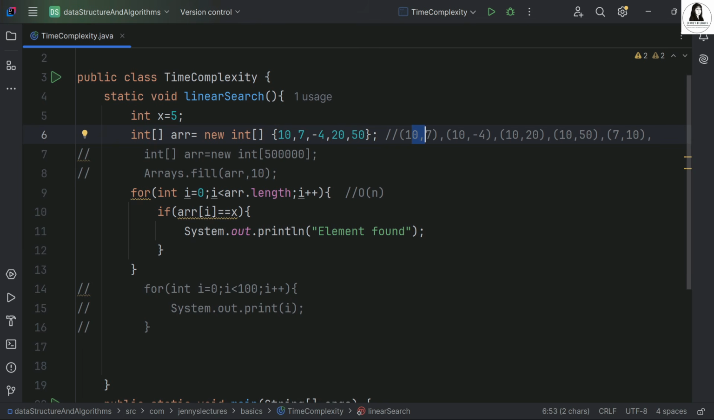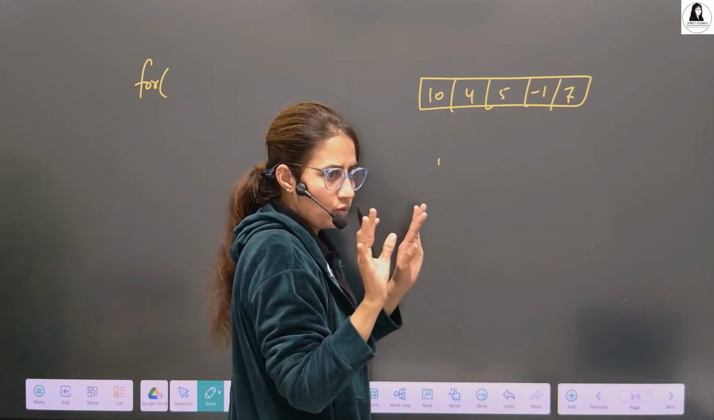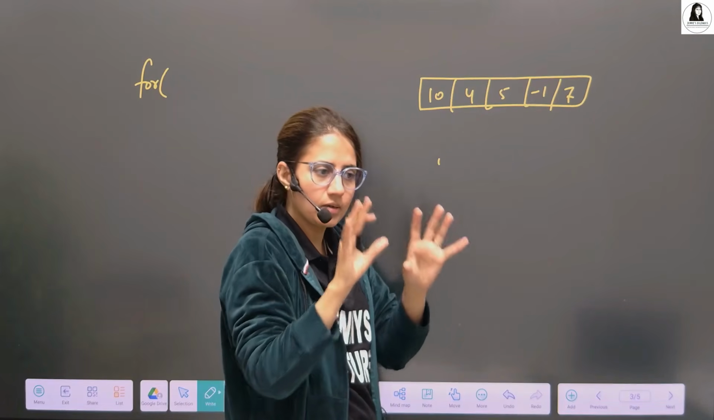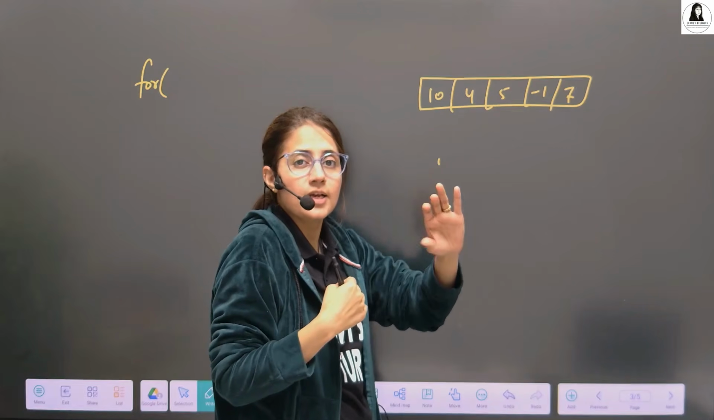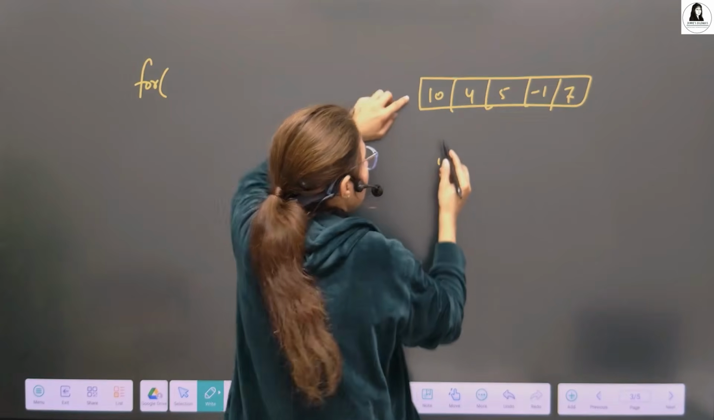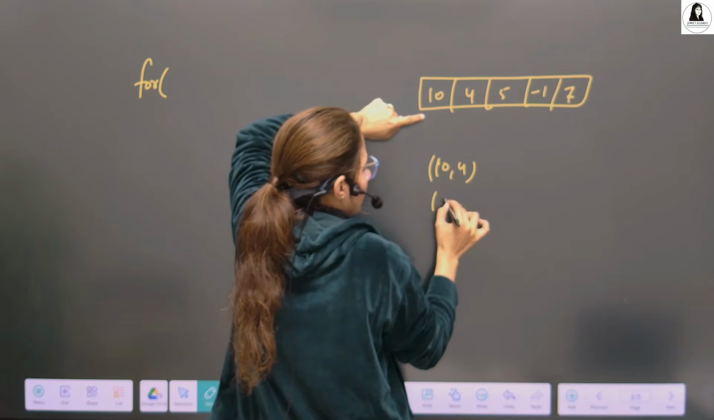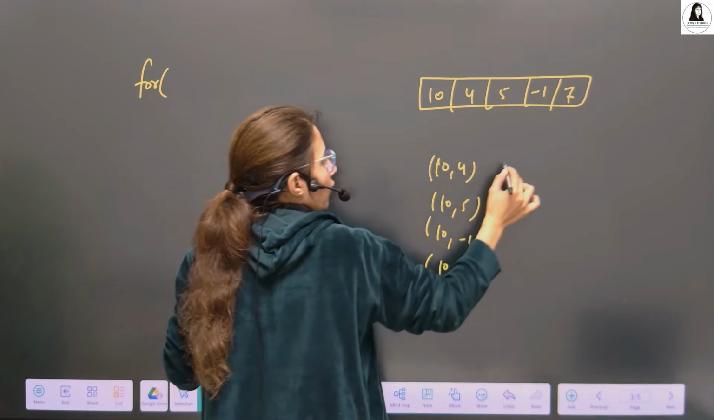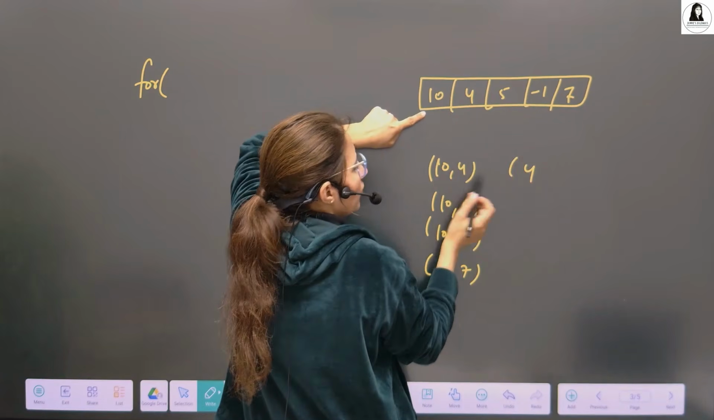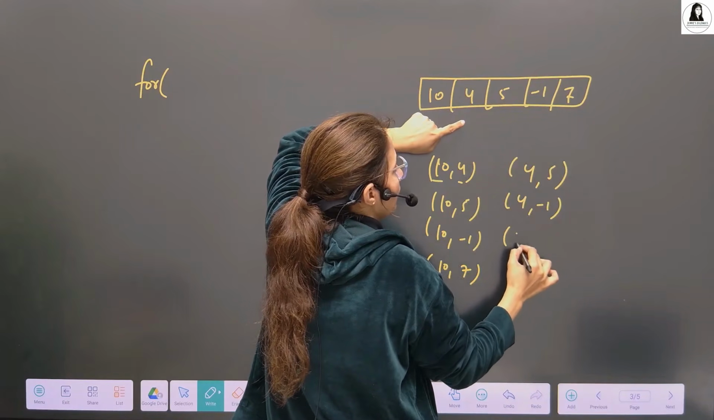Okay, let me just discuss this thing on the board. You will get that thing better. So how to find out pair? One is that linear search only that we already have in that program, and I want to add something more: linear search, as well as the sum of pairs. So pairs means we just take 10 with 4. Again 10 with 5. 10 with minus 1. 10 with 7. Now we take next element 4. 4 with 10, you can ignore this because it's already there. So 4 with 5. Then 4 with minus 1. Then 4 with 7.